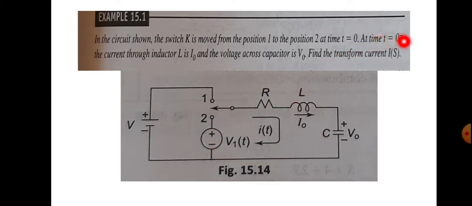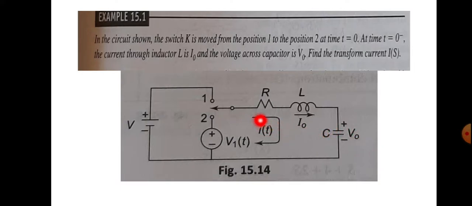And at t equal to 0 minus, the current through the inductor L is I0 and the voltage across the capacitor is V0. That is also marked at time t equal to 0 minus, that is before connecting to the second position of the switch. The initial condition of the inductor is I0, the current flowing through it, and the voltage across the capacitor is V0. That means the capacitor is charged to a voltage V0.